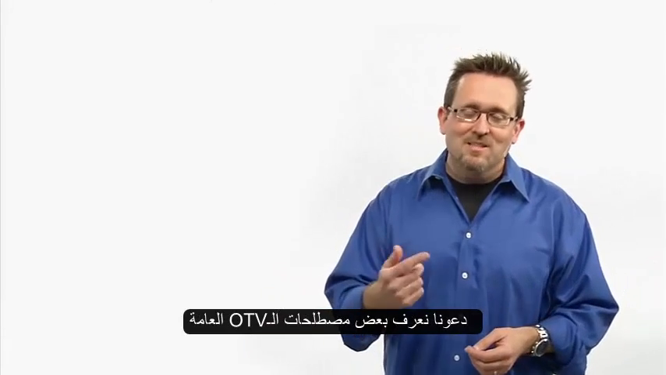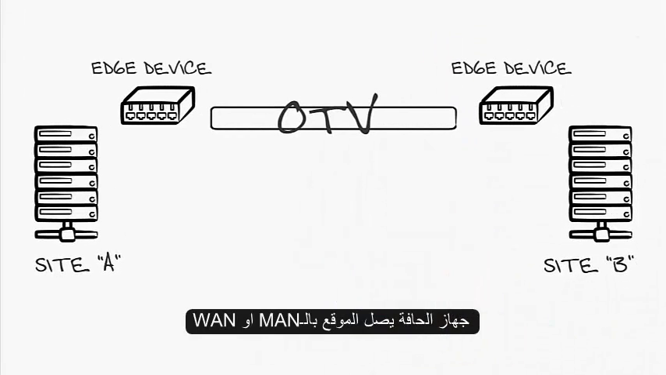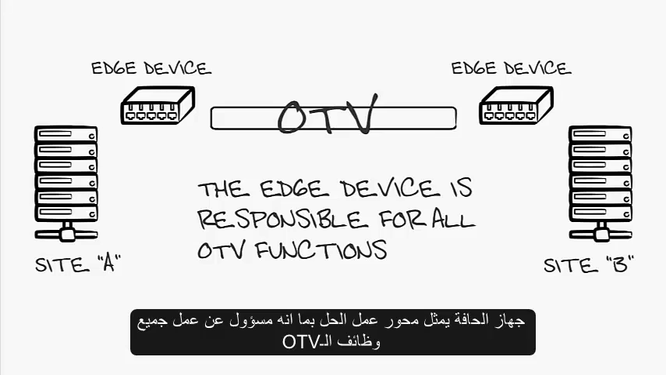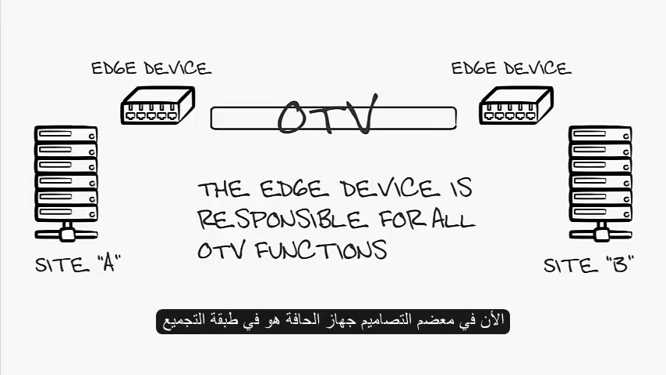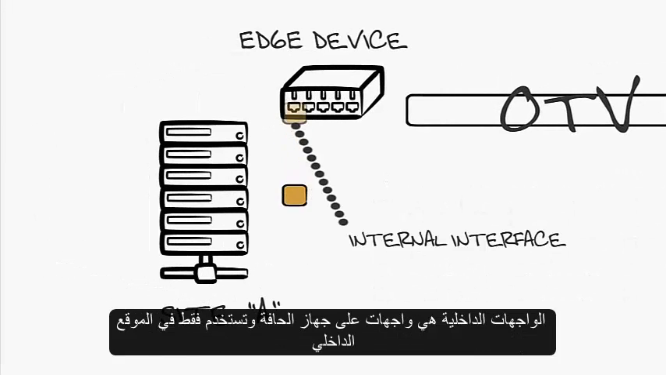All right, let's get some of the common OTV terms defined. An edge device connects a site to the WAN or MAN. The edge device is the workhorse of the solution since it's responsible for performing all OTV functions. Now, in most designs, the edge device is at the aggregation layer with the possibility of multiple edge devices in a single site. Internal interfaces are interfaces on the edge device that only the internal site uses.